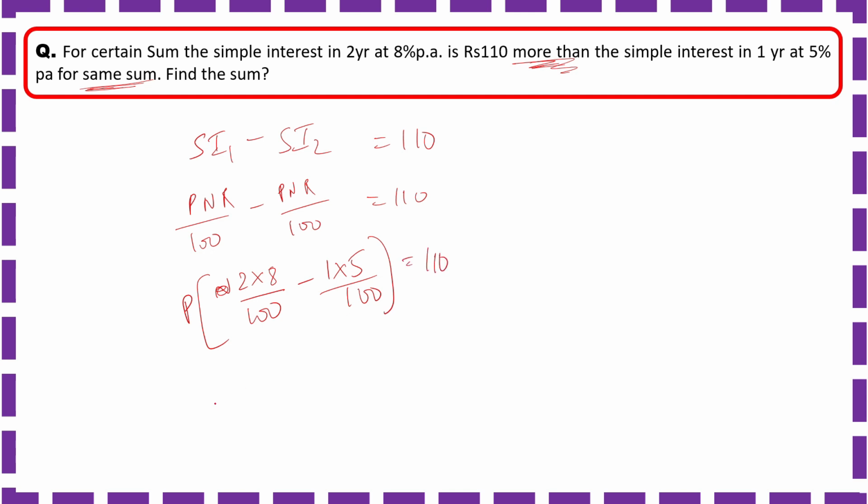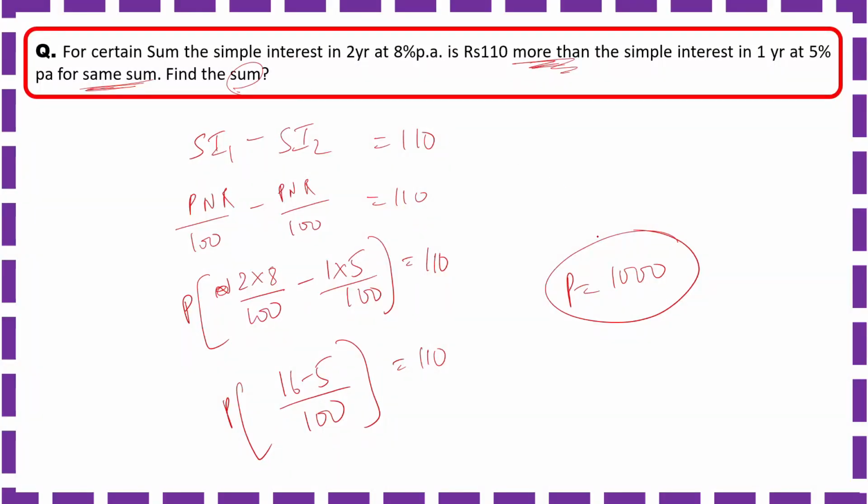So P into 16 minus 5 by 100 is equal to 110. Okay, so P will be equal to 1000. So that is sum means principal, so the principal is 1000 rupees.